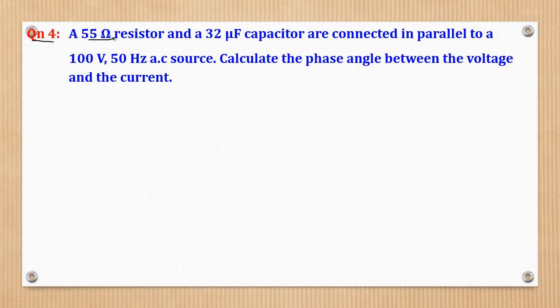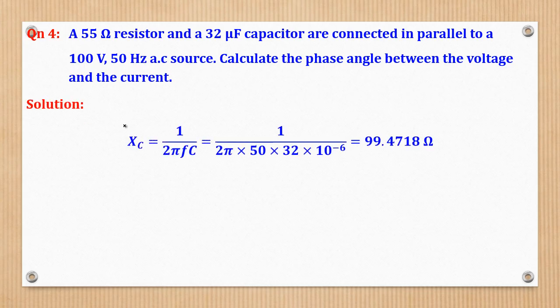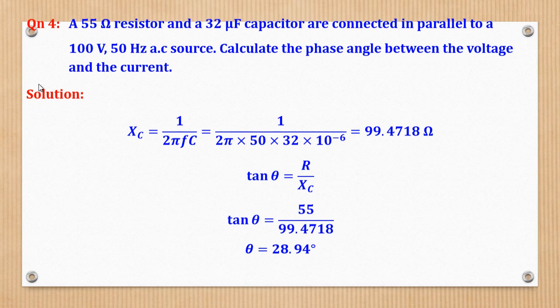Question 4, a 55 ohm resistor and a 35 microfarad capacitor are connected in parallel to a 100 volt 50 Hz AC source. Calculate the phase angle between the voltage and the current. So XC is that. Therefore, tan theta is equal to R over XC, substitute, and make theta the subject.